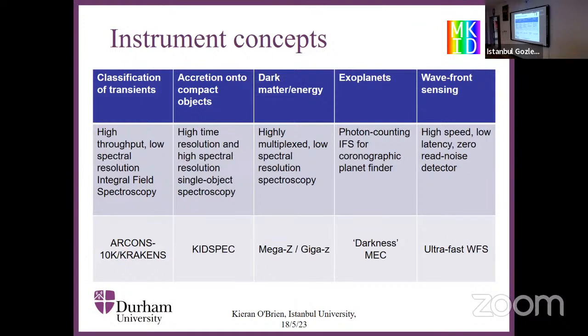We came up with a range of different areas. These are the ones that are being worked on at the moment, actively to some degree or another. Each one of these takes advantage of a different characteristic of the MKID. On the left-hand side here, if you wanted to do classification of transients, this was ARCONS, which is the first instrument we had. We also had a concept for putting a larger array in an instrument called Krakens.